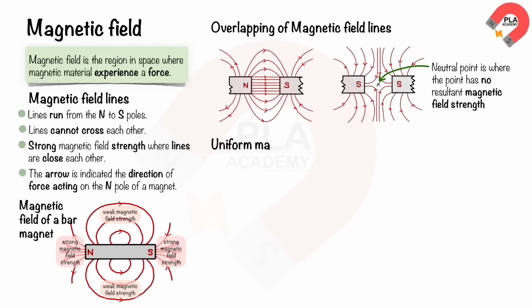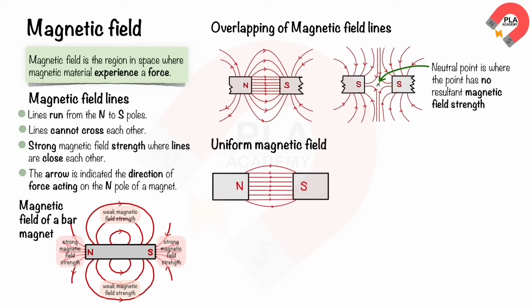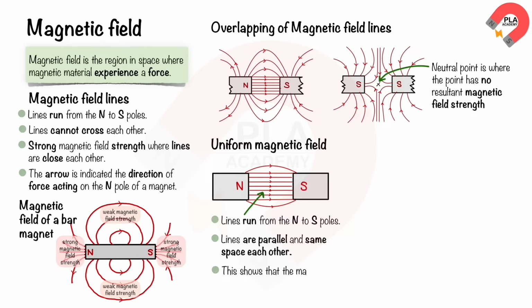A uniform magnetic field between 2 opposite poles. Magnetic field lines run from the north to the south pole. Magnetic field lines are parallel and equally spaced from each other. This shows that the magnetic field strength remains constant.